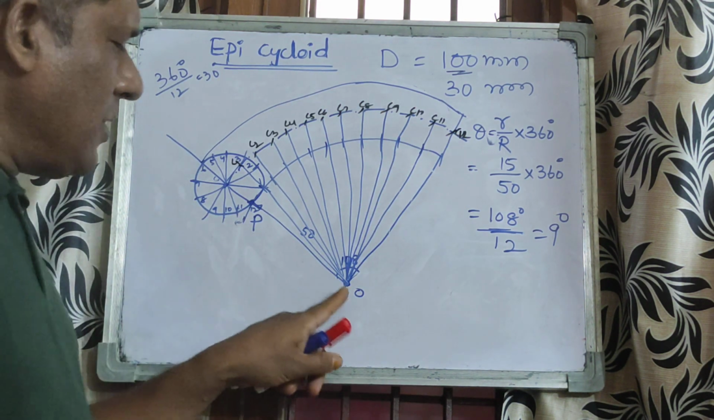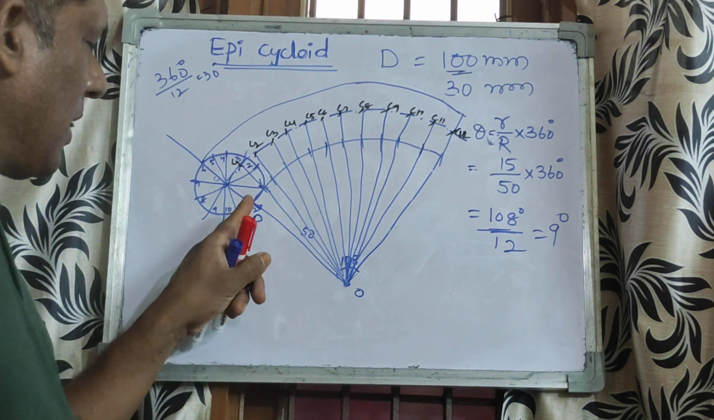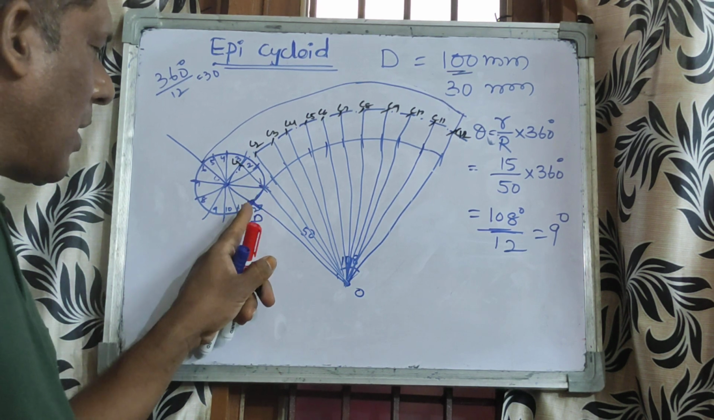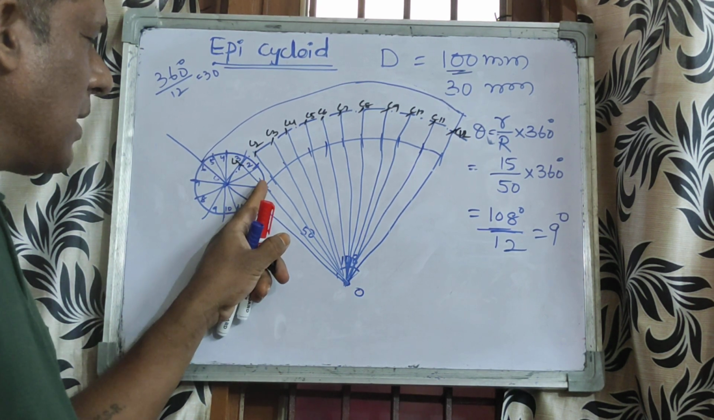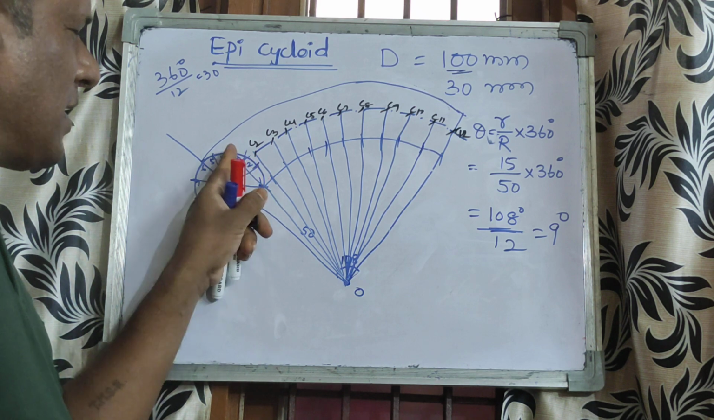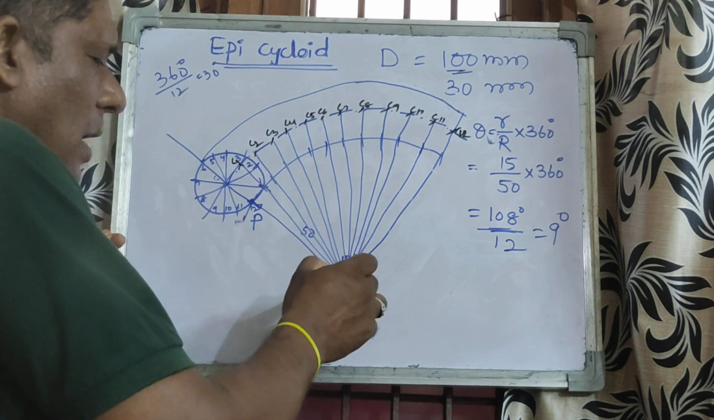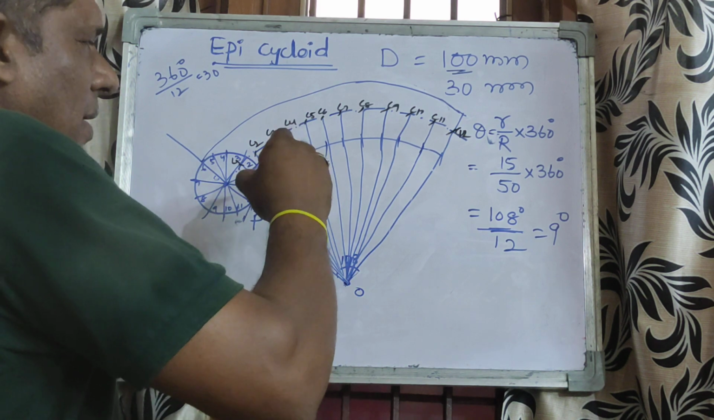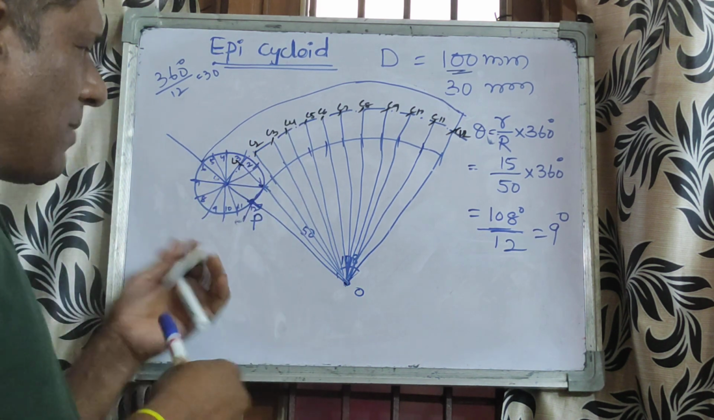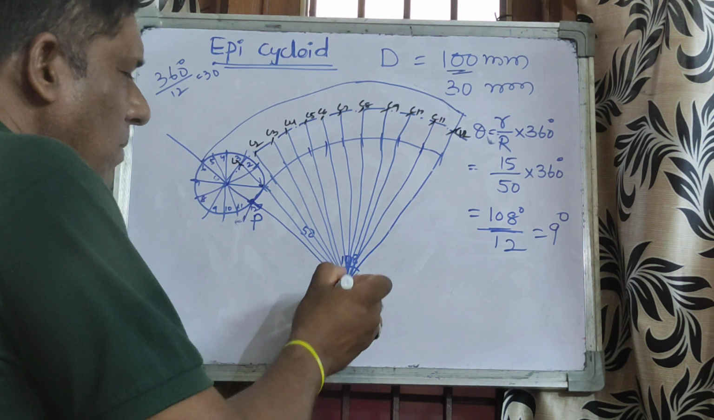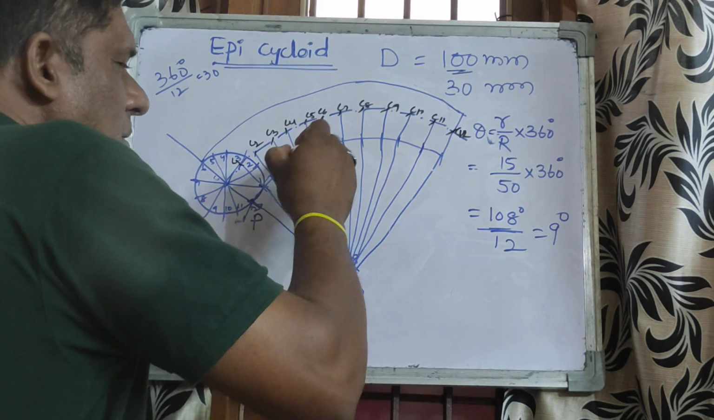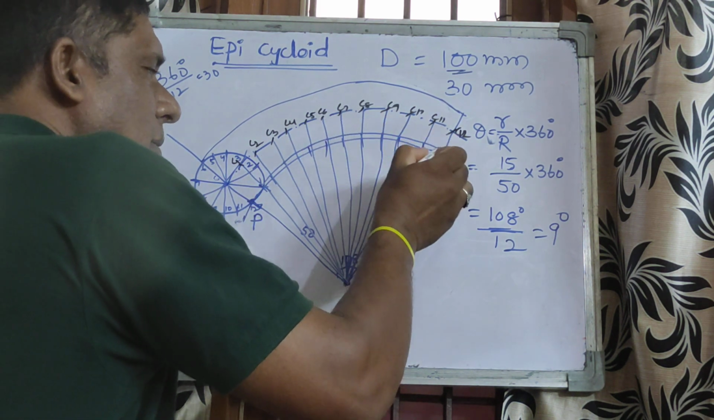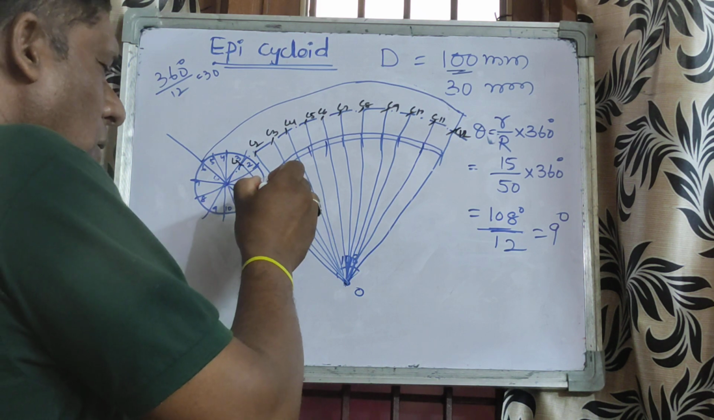And with this center, up to 1 is the radius, and next to 2 is the radius, 3 is the radius, like that. O is the center, and up to 1 is the radius. Draw a horizontal line. Horizontal line means arc. So this is the center point. Up to 1 is the radius. Draw the arc. So similarly you can go back side also.